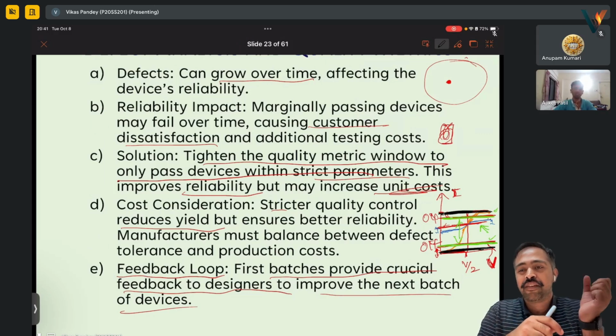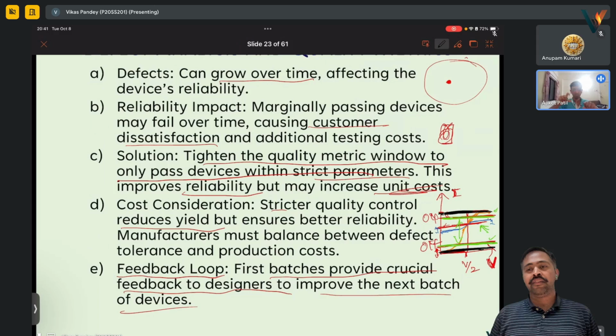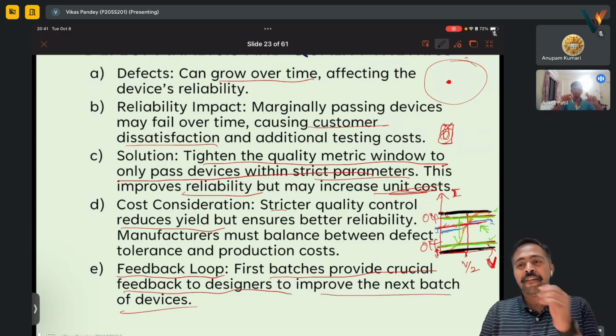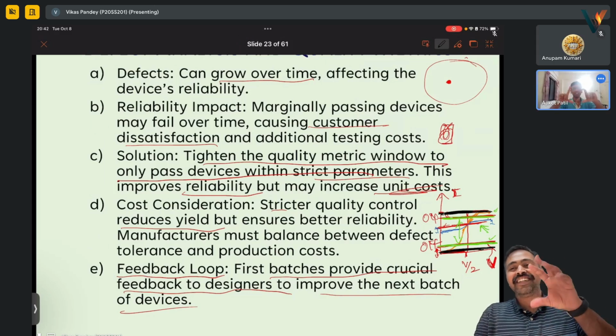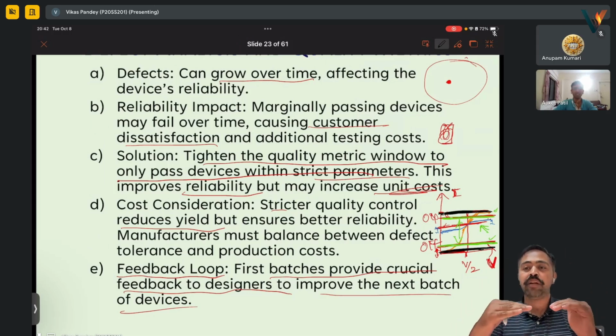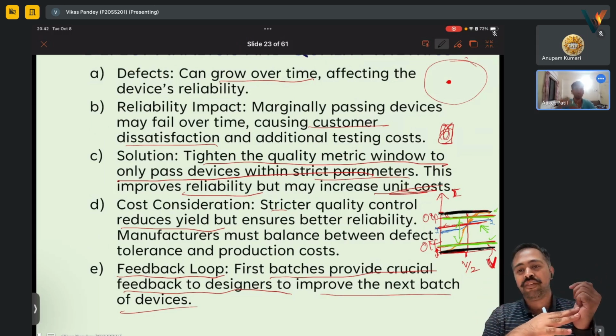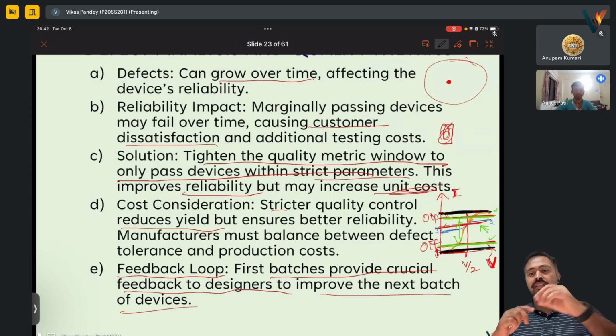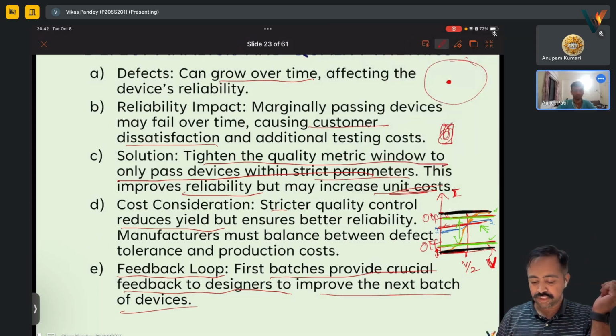Okay, so we tighten the quality metrics. No, that is the top part. That is the lower limit of on, and below is the upper limit of off. So they are separate. Correct, separated now. Okay, thank you.